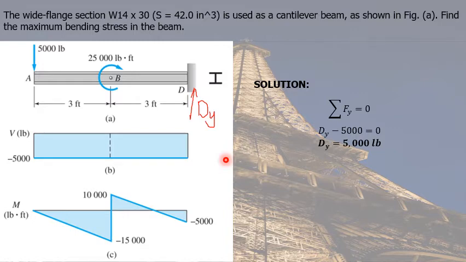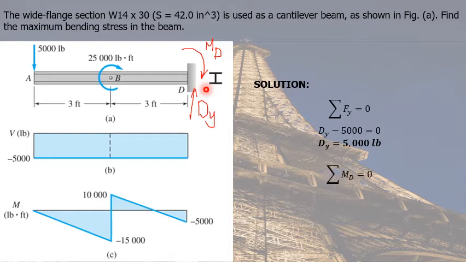So Dy is 5,000 pounds acting upwards. There ought to be a horizontal reaction at the fixed support at D, but since we do not have any external horizontal forces, Dx is just equal to 0. And at the fixed support, we also have a moment reaction, and let's call it MD. This time, we're going to assume that it acts clockwise. We will check later on whether that assumption is correct or not.